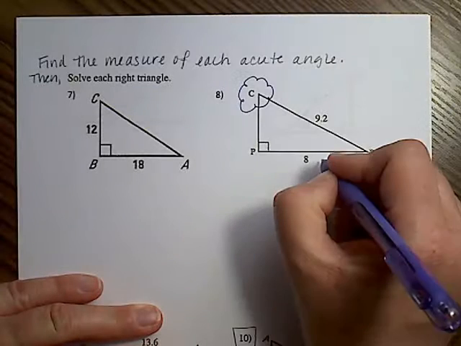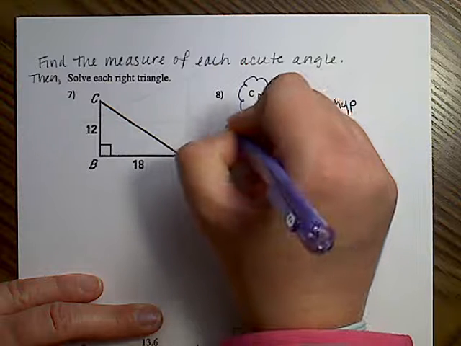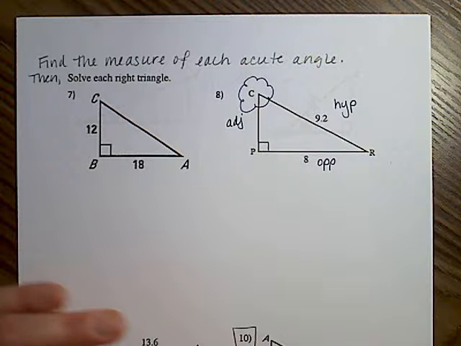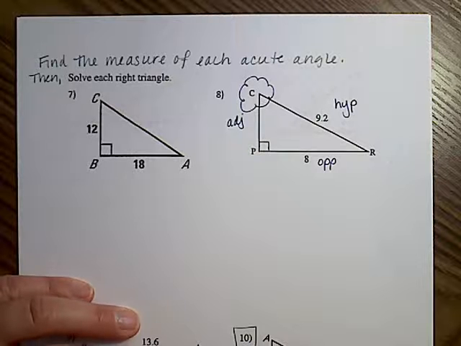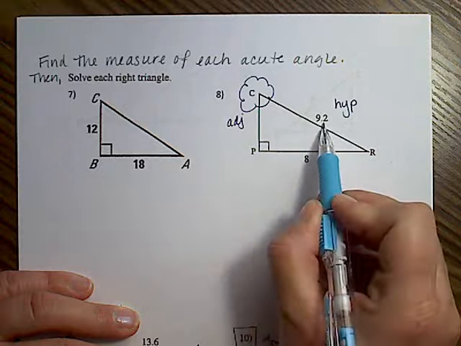I know that I'm given the side opposite from angle C and the hypotenuse. This, of course, is your adjacent side. If I want to find the measure of angle C, what ratio can I use? I need to use the ratio that compares the opposite side and the hypotenuse.